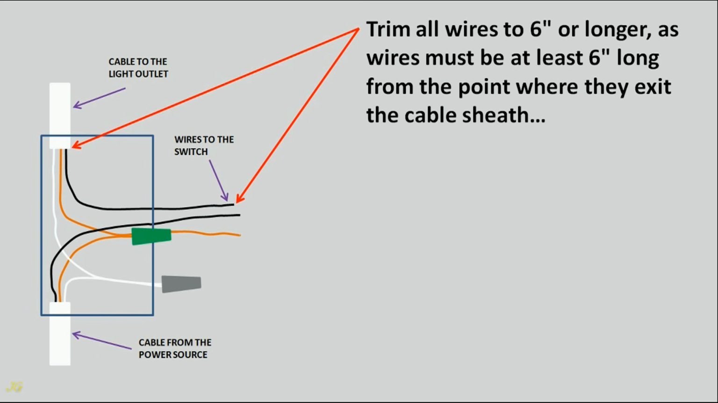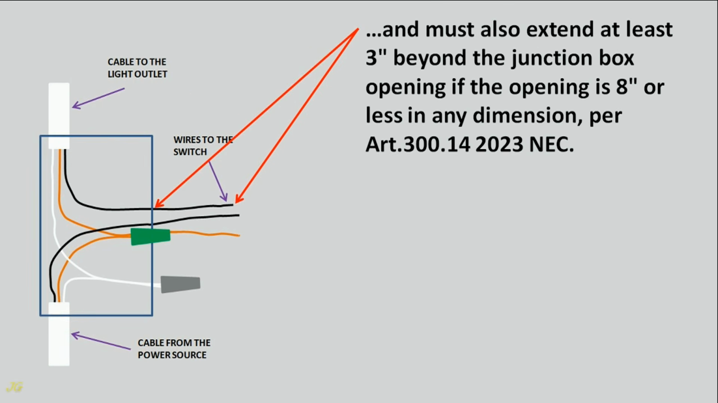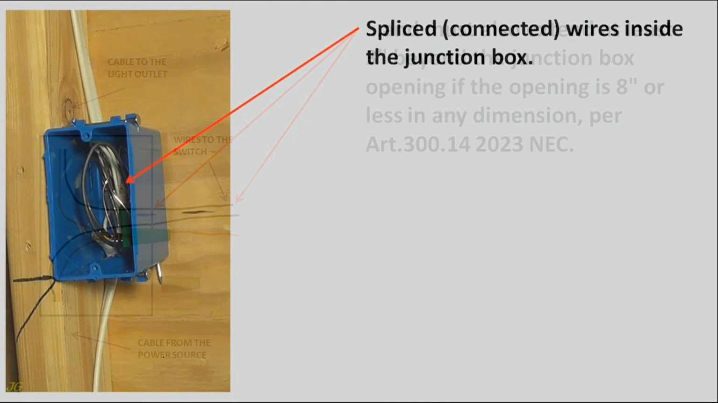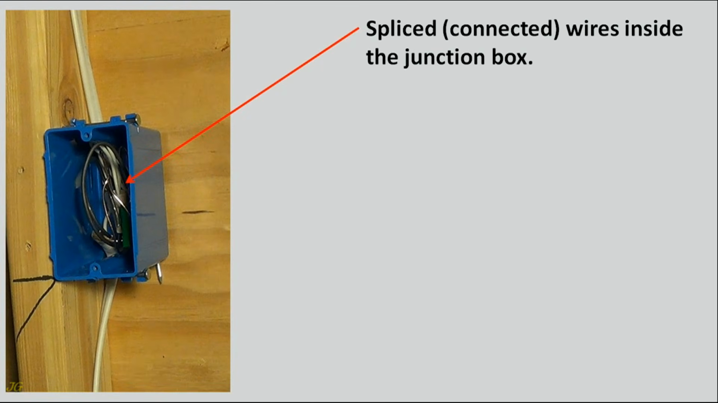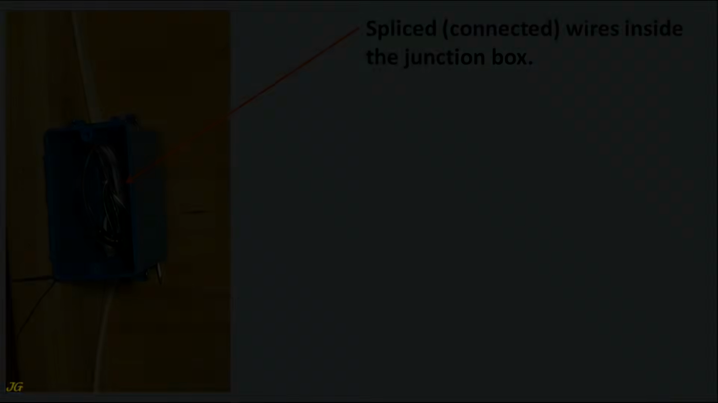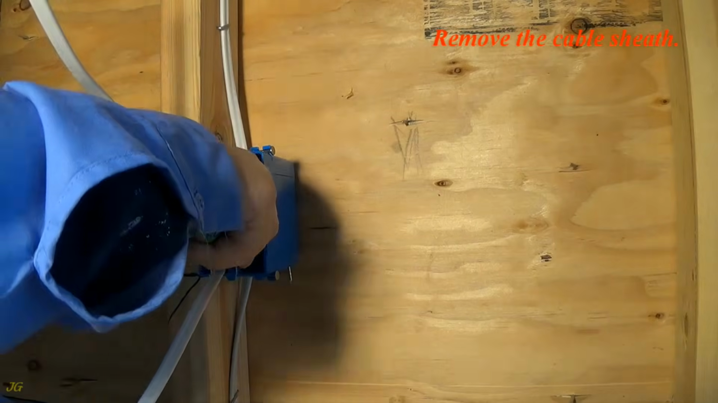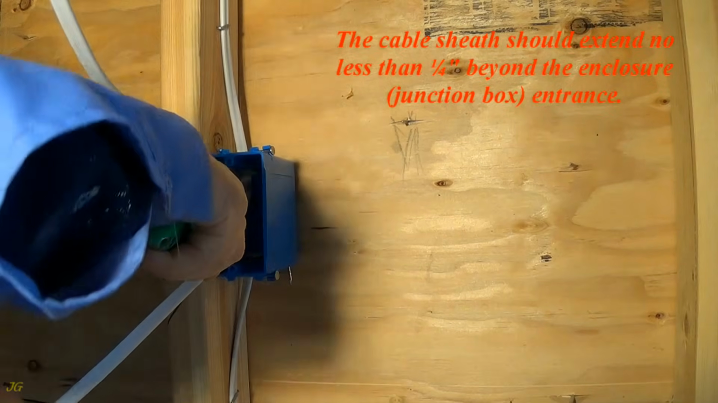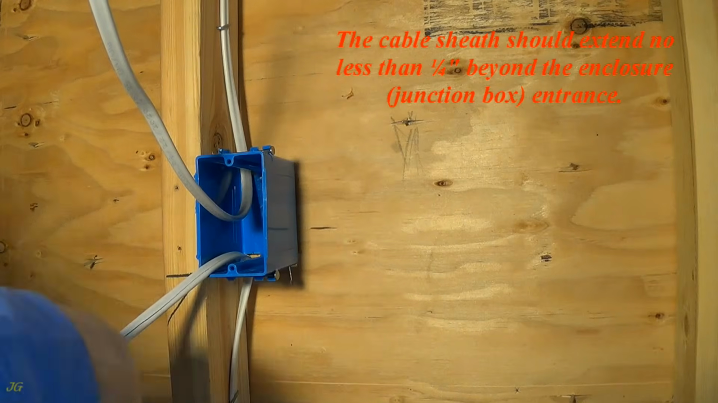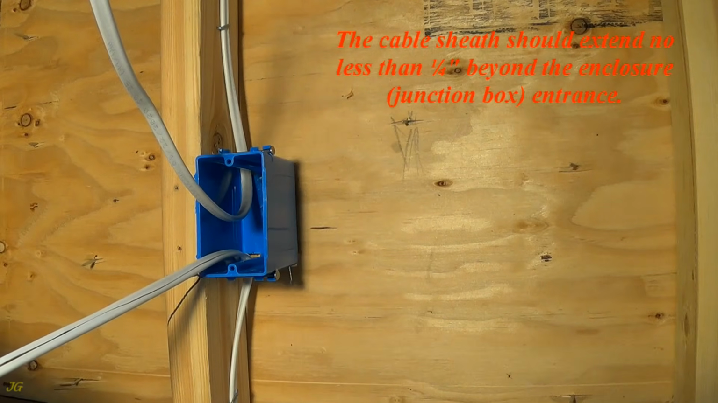Trim all wires to 6 inches or longer, as wires must be at least 6 inches long from the point where they exit the cable sheath, and must also extend at least 3 inches beyond the junction box opening if the opening is 8 inches or less in any dimension, per Article 300.14, 2023 NEC. Spliced, connected wires inside the junction box. Remove the cable sheath. The cable sheath should extend no less than 1/4 inch beyond the enclosure, junction box entrance.